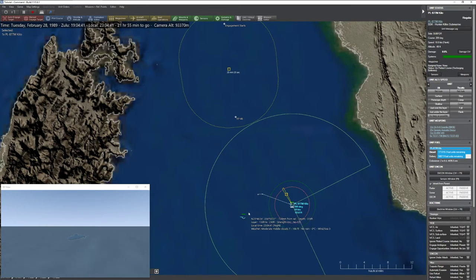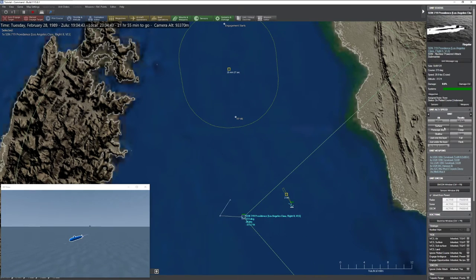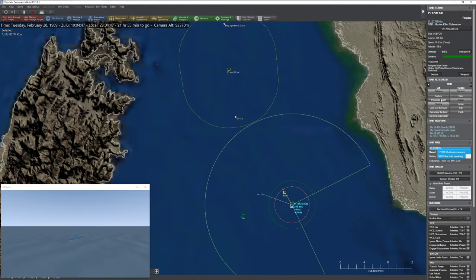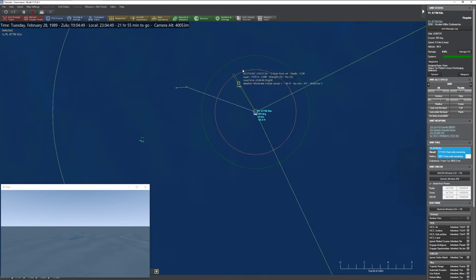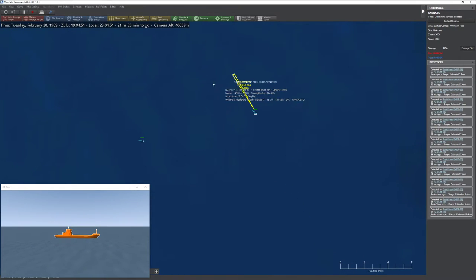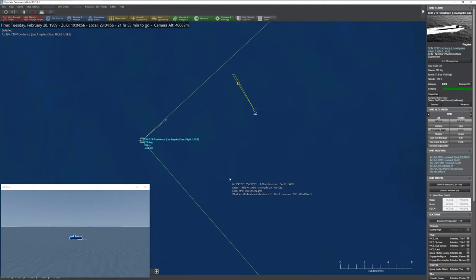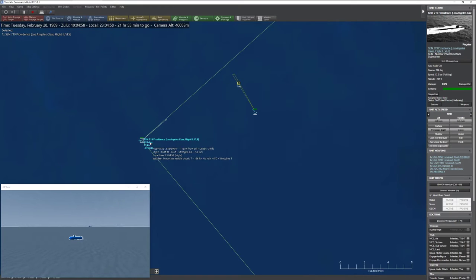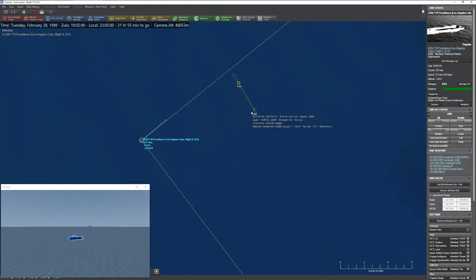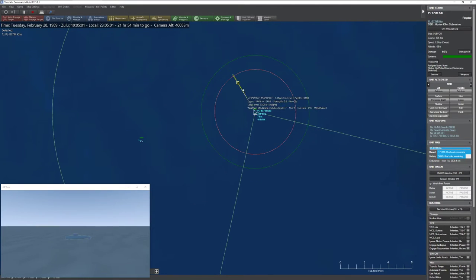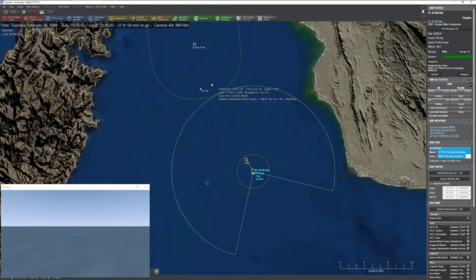Holy smokes. Slow down. All stop. Periscope. No, I don't even like periscope depth. What did you detect? Slow down. Put your nose into him. Why am I putting my nose into him? I need to do this so that if he's detecting me, I'm presenting the smallest profile possible. That is a lot closer than I expected him to be, assuming he's even there.